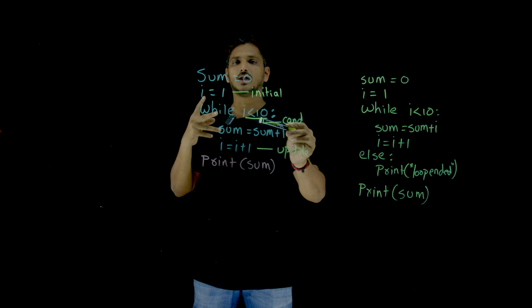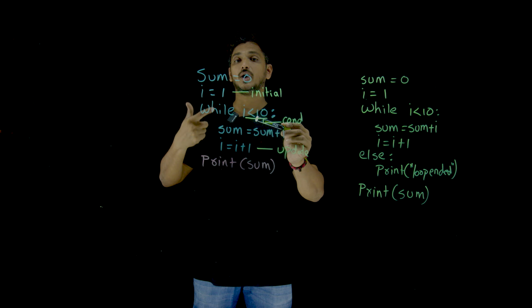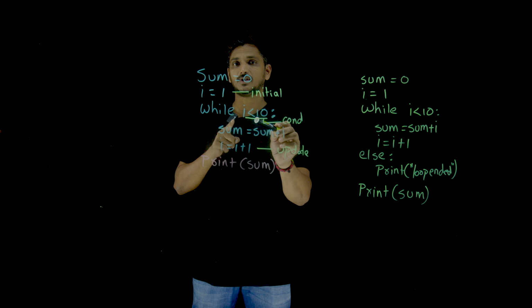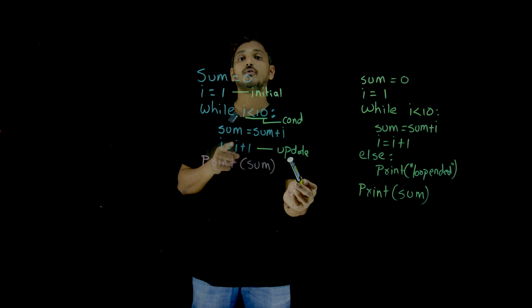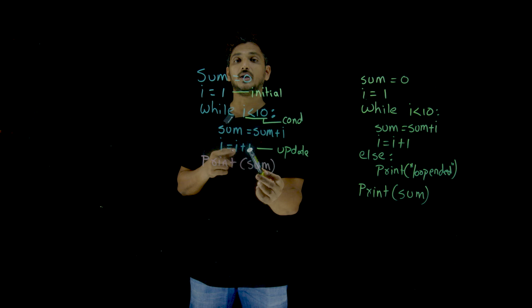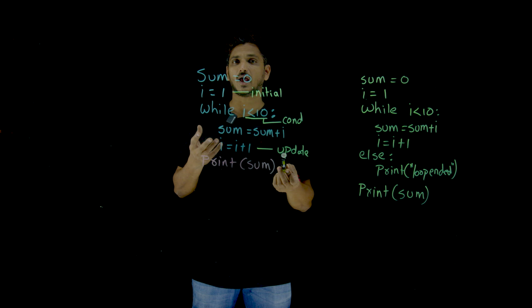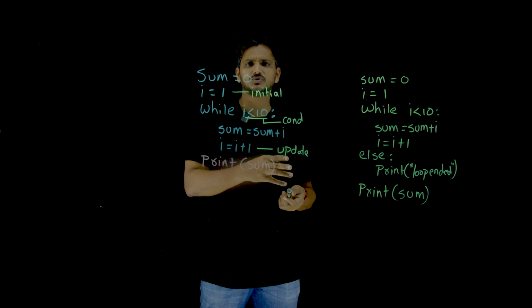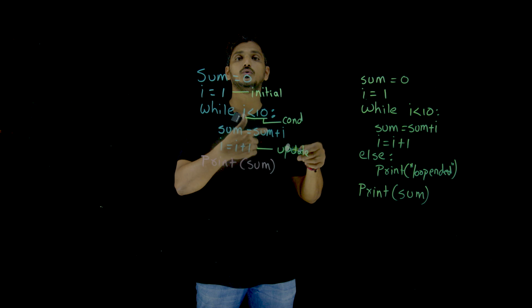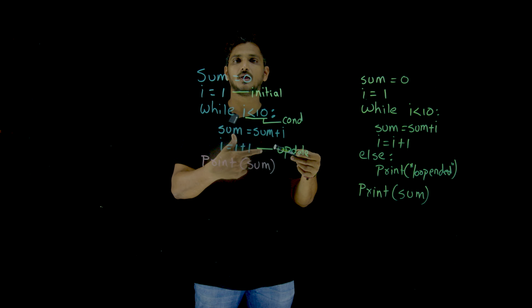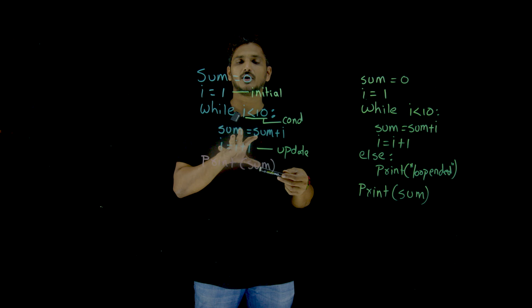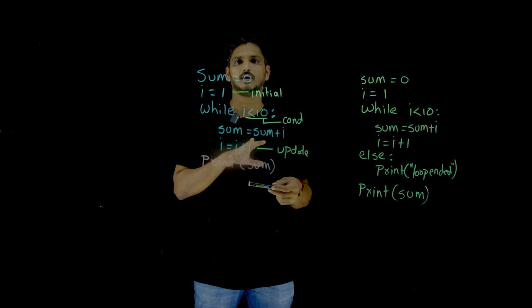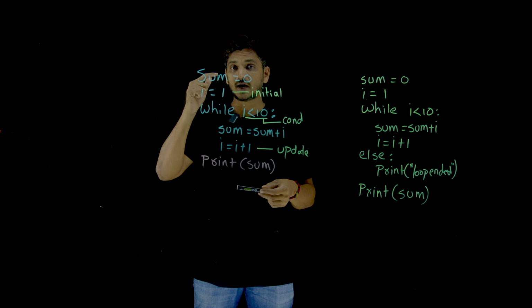Initialize, then condition, which says how many times this loop has to execute, then update the value, i is equal to i plus 1. Is it compulsory to write i is equal to i plus 1? No. According to your logic, it can be i is equal to i plus 2. Then it is going to update 2 values at a time. It's your coding requirement. This is how we need to write the loop.